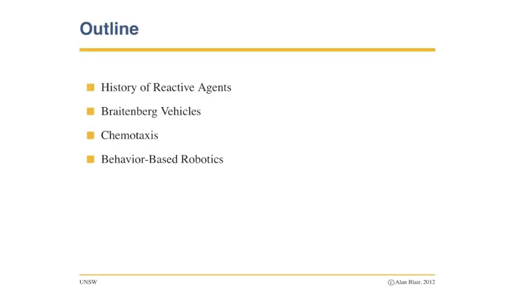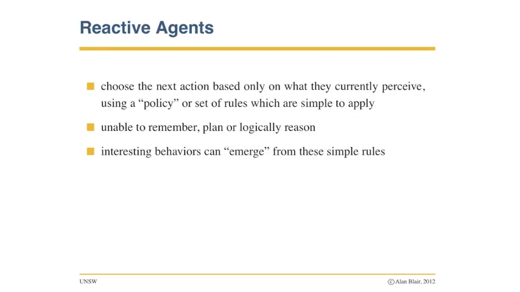So we'll look at the history of reactive agents, Braitenberg vehicles, we'll look at examples of reactive agents in nature, chemotaxis, and then we'll have a look at behavior-based robotics. So if you remember, these reactive agents are agents which don't have any memory or planning, they just simply choose their next action based only on what they currently perceive. Using a policy or a set of rules that are simple to apply, they can't remember, they can't plan, they can't logically reason, but it turns out that interesting behaviours often emerge from these simple rules.